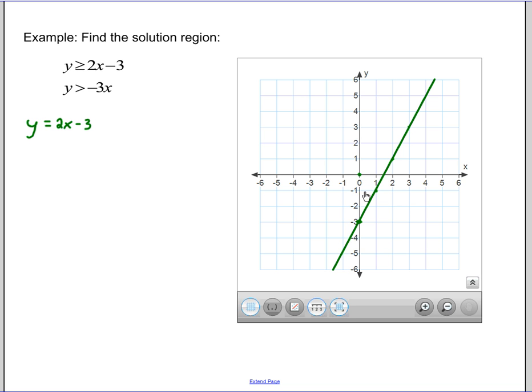Does our test point work? Well, 0 would have to be greater than 2 times 0 minus 3, and so 0 is greater than negative 3, so yeah, that's true. Everything on this side of the line works. Now let's try the other line.